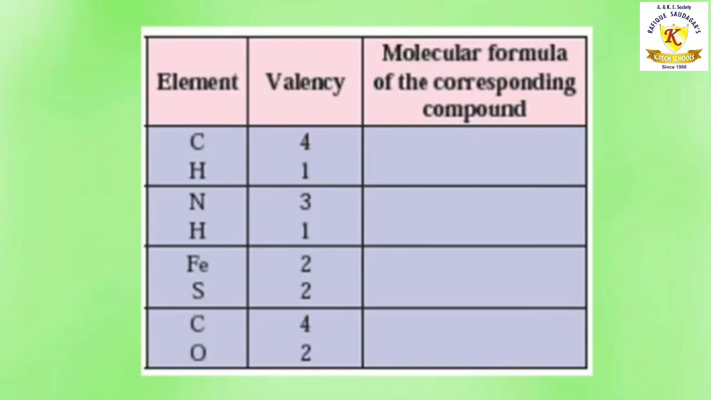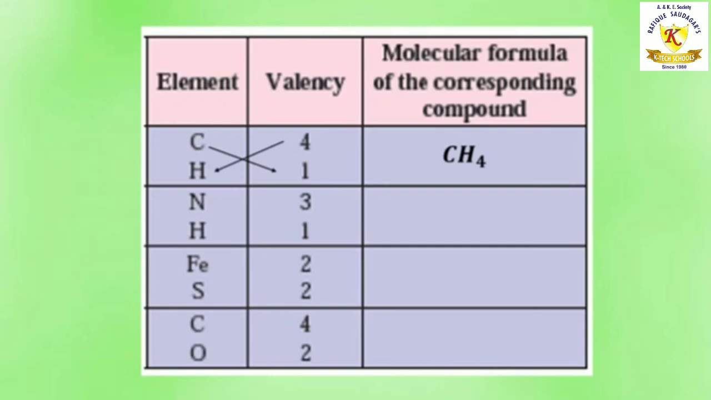So children, we have this table on page number 46 where we have the elements, valency, molecular formula of the corresponding compound. So we need to find out the molecular formula by cross multiplication. Now look here, C with 1 and H with 4. If we cross multiply, the formula which we get is C1H4. That is CH4. Is it easy, children? Yes. The next one, let's see.